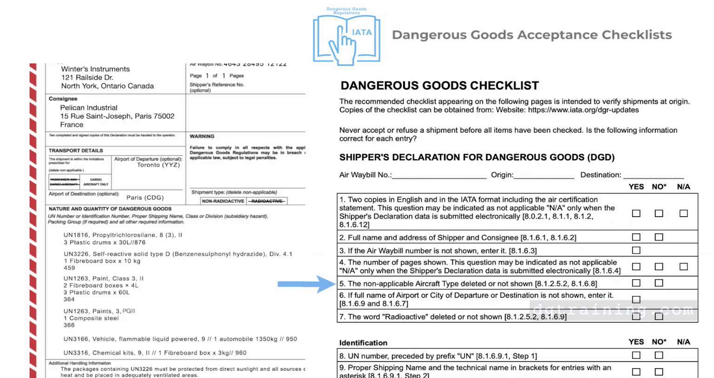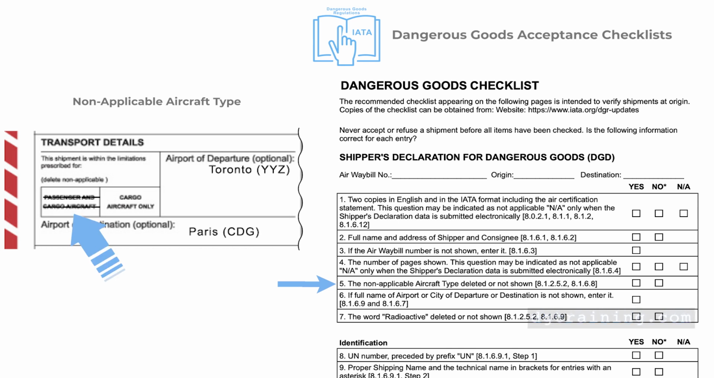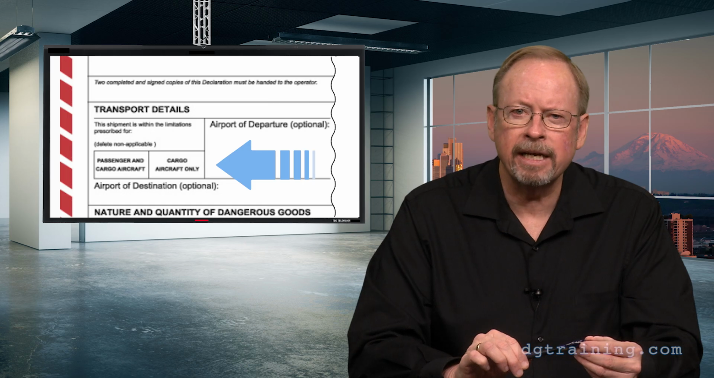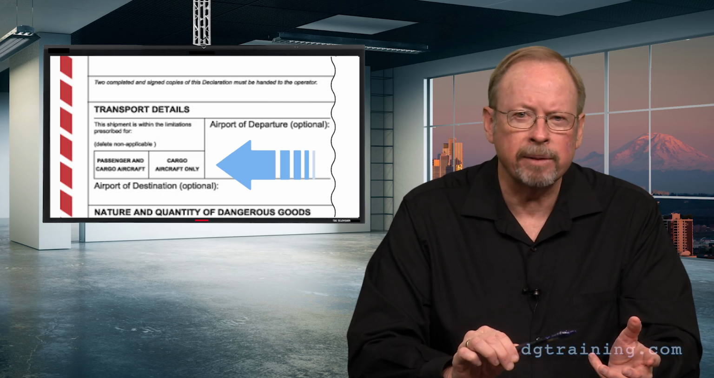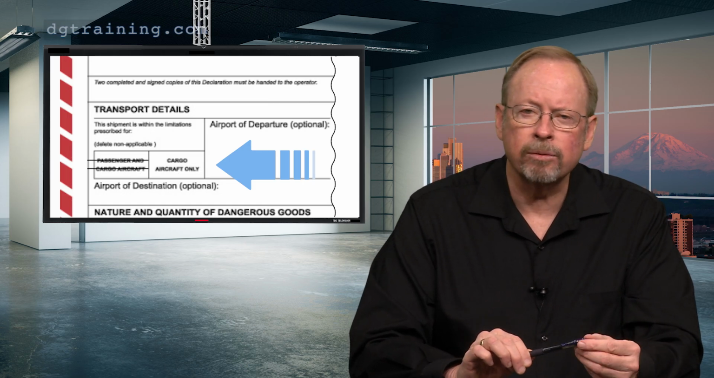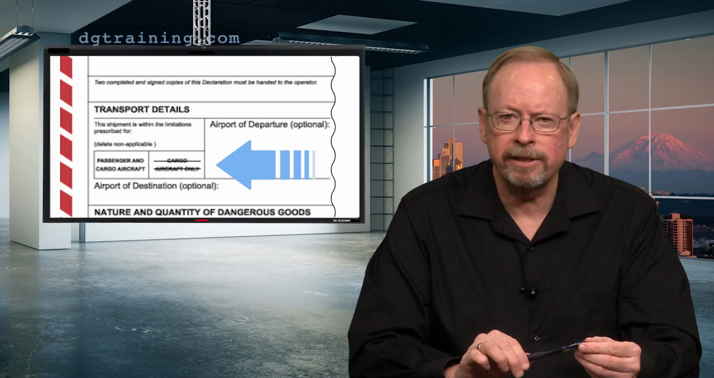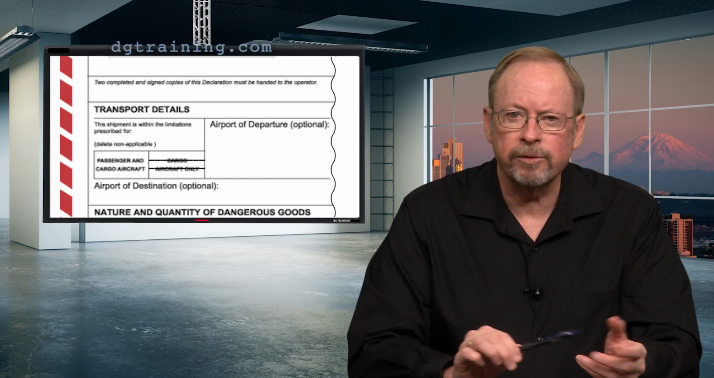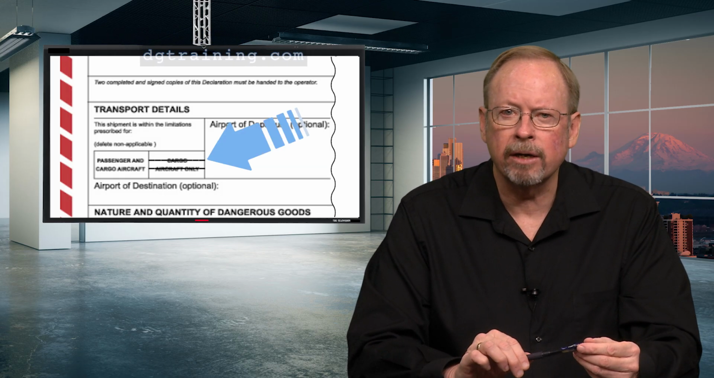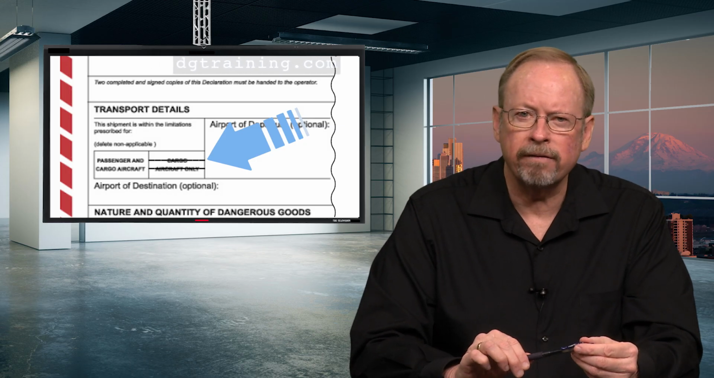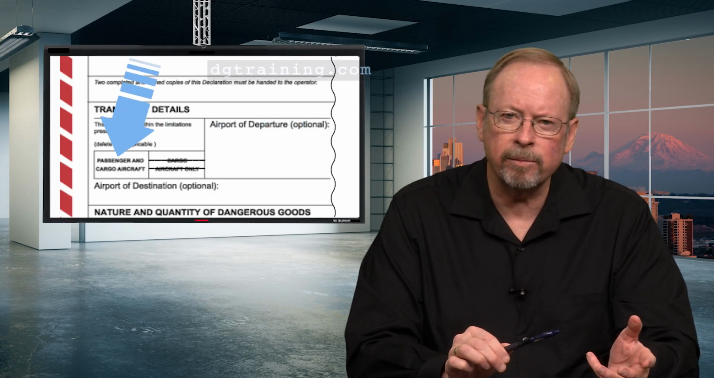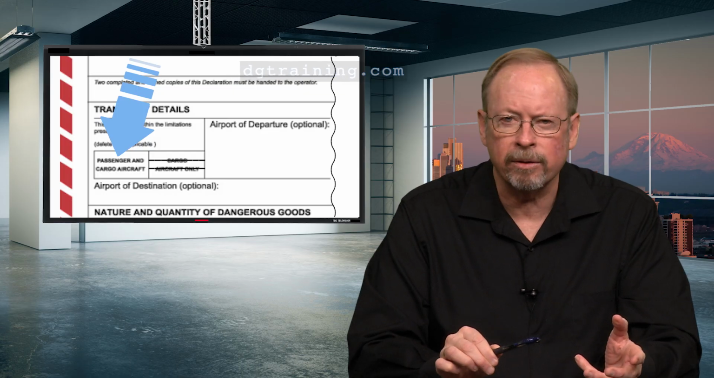The checklist item for the non-applicable aircraft type, deleted or not shown, means that the DGD must indicate whether the shipment is allowed on a passenger-carrying aircraft or is restricted to cargo aircraft only. This is indicated by either the omission of the non-applicable aircraft type or the actual crossing it off on the DGD. This example shows the DGD with the words cargo aircraft only crossed off to indicate that the shipment is acceptable for both passenger and cargo aircraft.